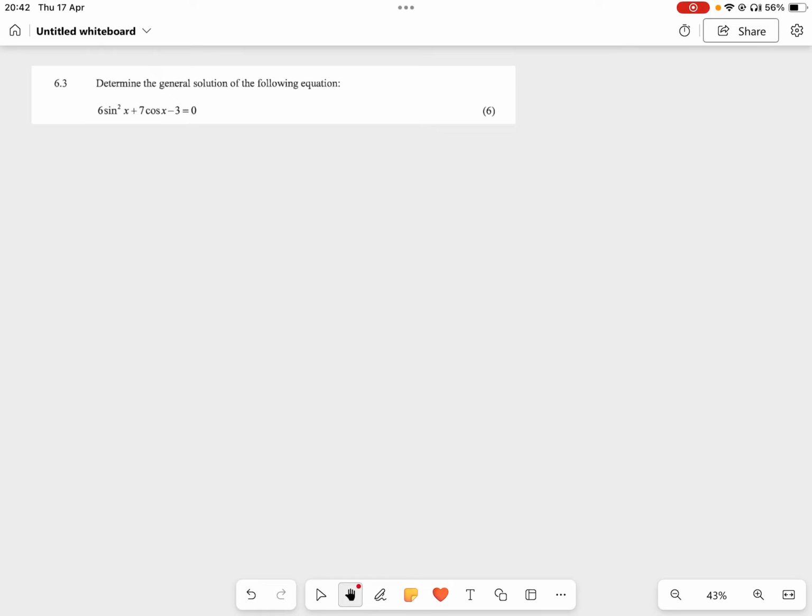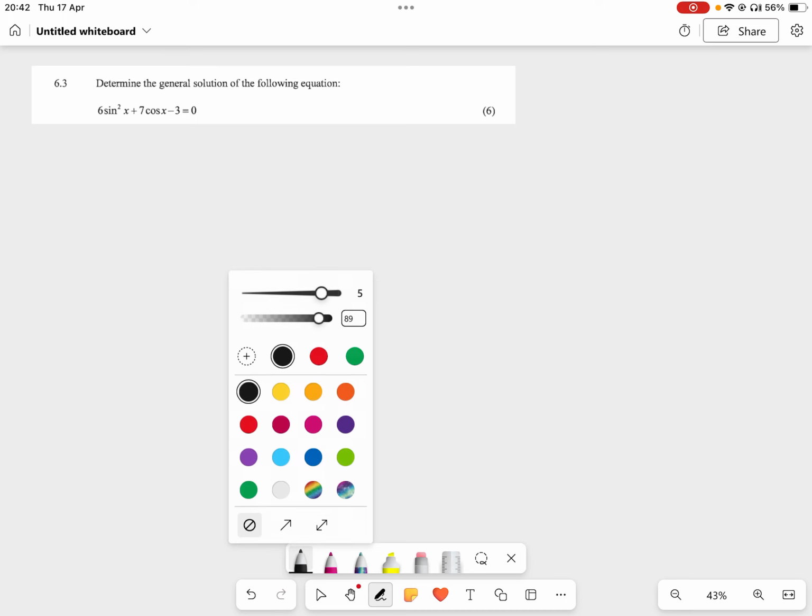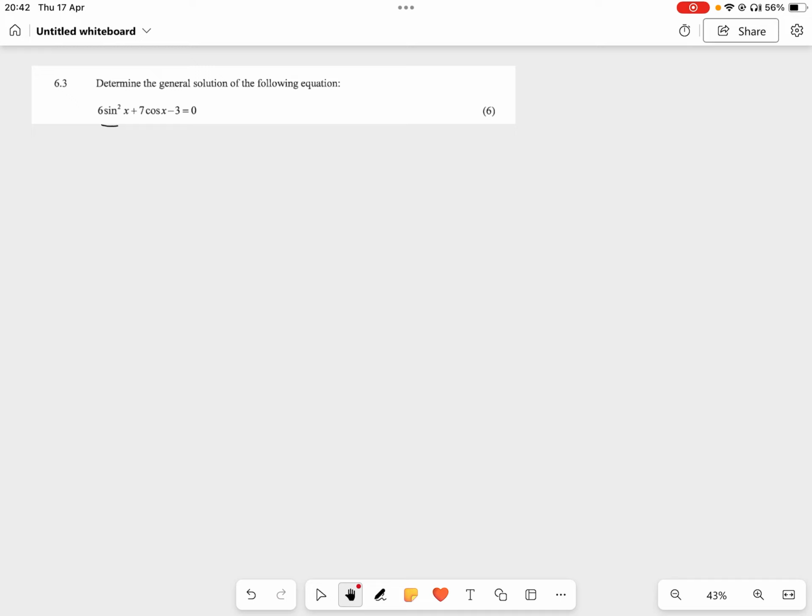Back, guys. We're going to be determining the general solution. So you have 6 sine squared x, and cos x and minus 3. The first thing to do is that we want to make the ratios the same.